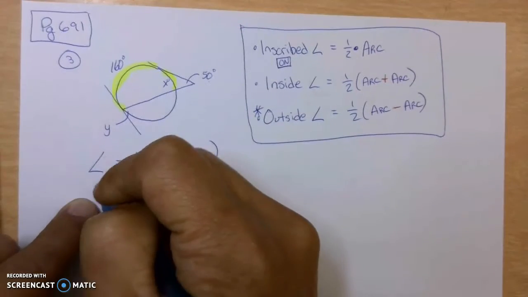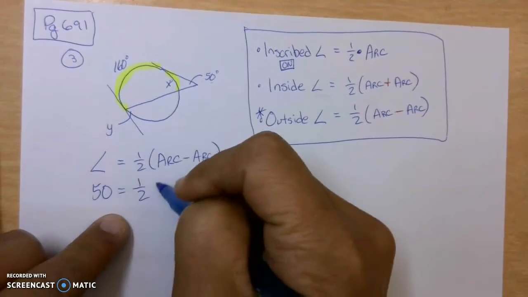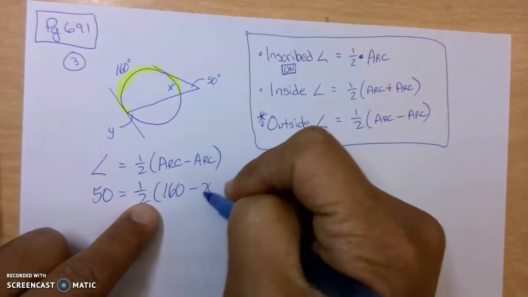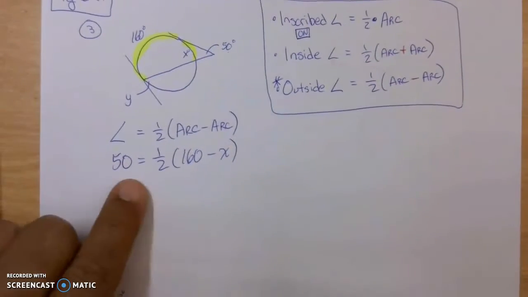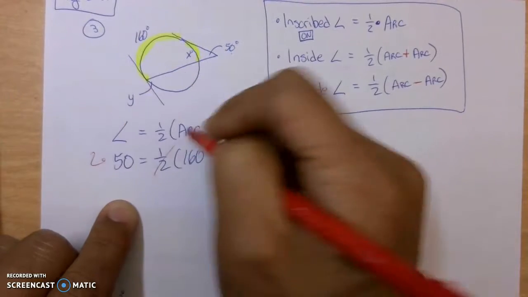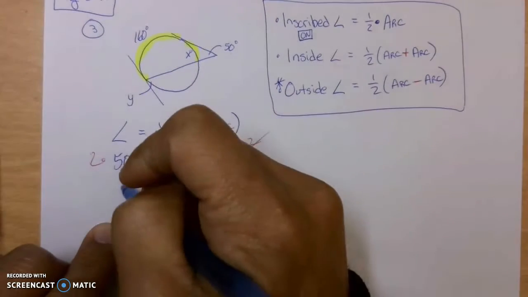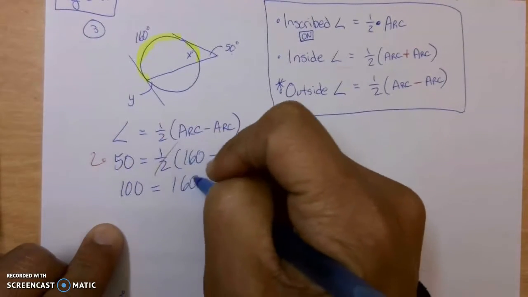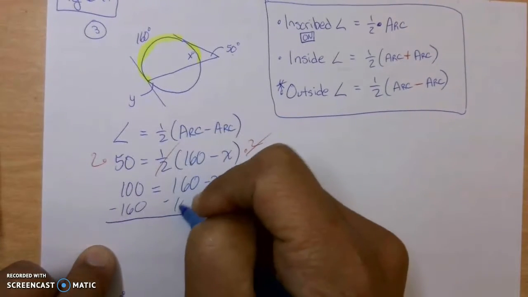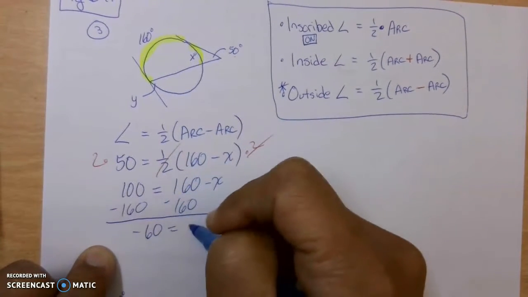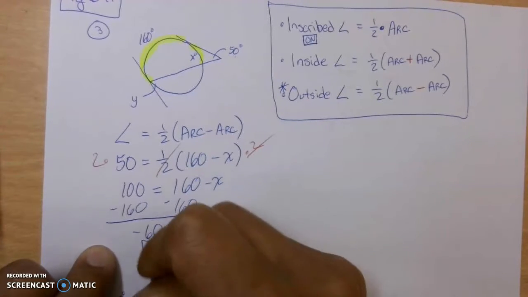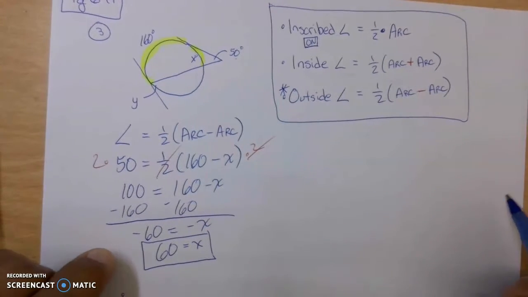Again, we have the angle 50, and we're going to work this problem backwards. We have arc 160 minus unknown arc X, and this is the problem we're going to solve. Let's get rid of the half by multiplying by 2. Cancel, cancel. This is 100 is equal to 160 minus X. Minus the 160, you've got 100 minus the bigger number, you got negative 60, and then it turns into positive 60. So arc X is positive 60.